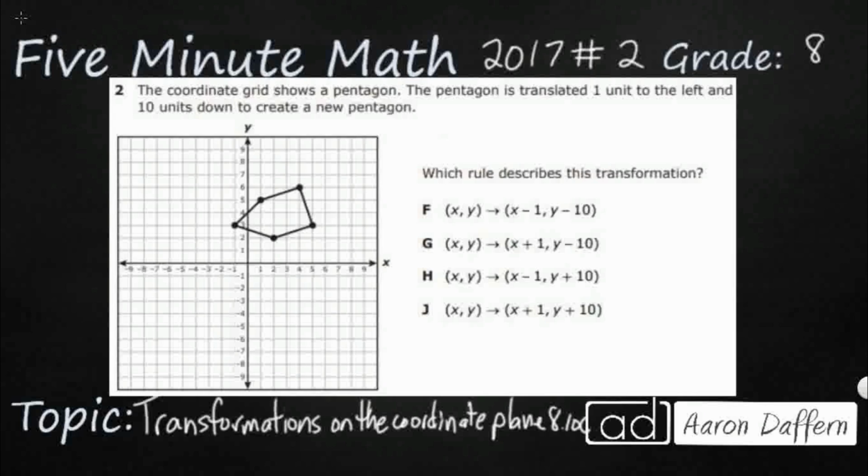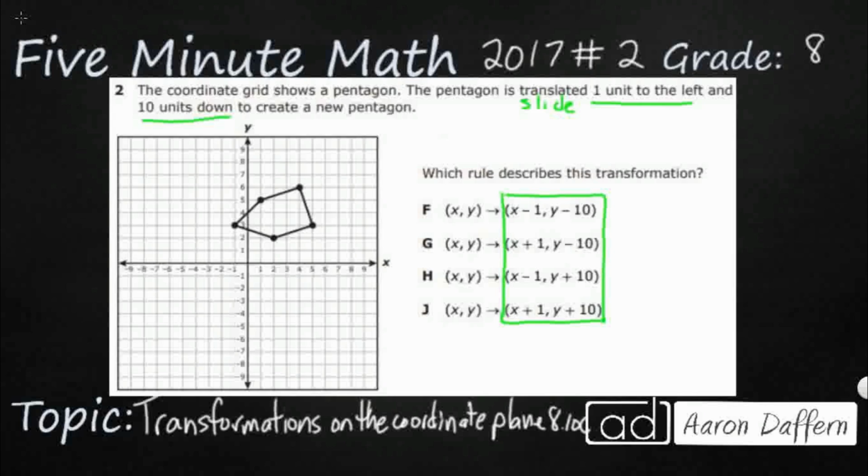So we have a coordinate grid with a pentagon, and it is translated 1 unit to the left, 10 units down. This translation means we're going to slide it. We're not going to rotate it, we're not going to reflect it, definitely not going to dilate it. And all of these look like transformations that align with translations.